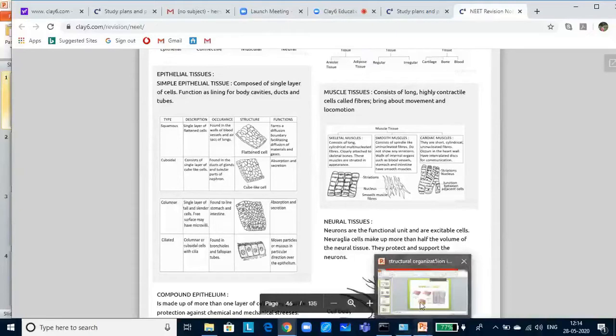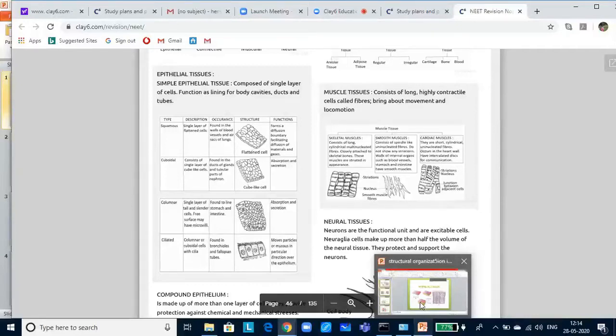Now, if you look at these diagrams, these are very important, and we have summarized it very easily for you to understand in the form of a table. Now, let us look at squamous epithelium. It is made up of a single layer of flattened cells with irregular boundaries. It occurs in the walls of blood vessels and air sacs of lungs. It forms a diffusion boundary.